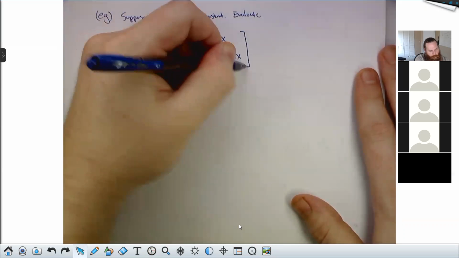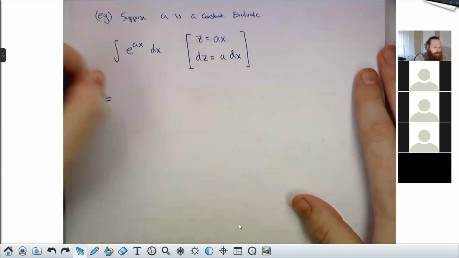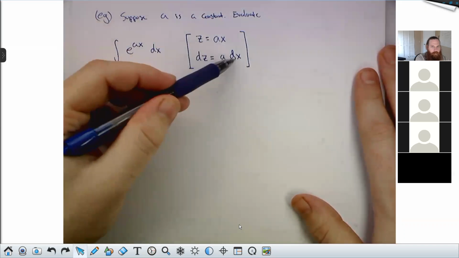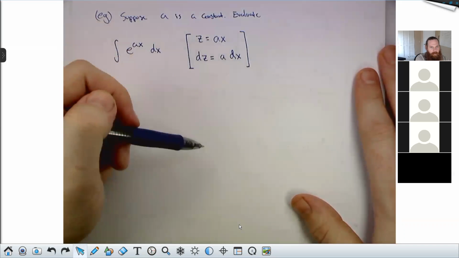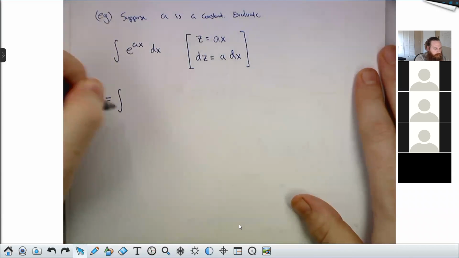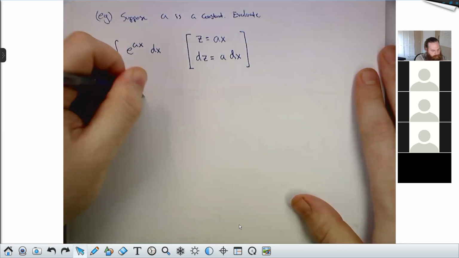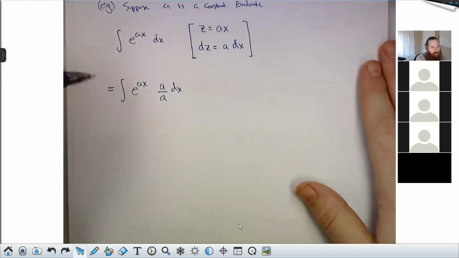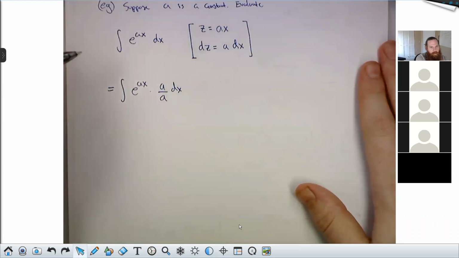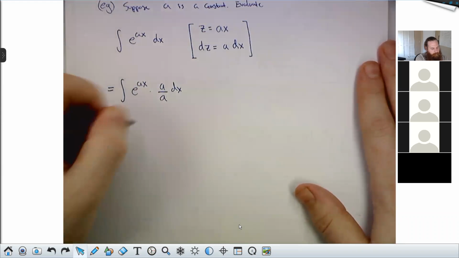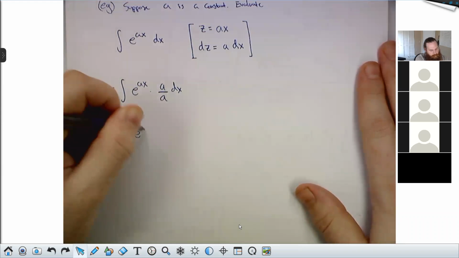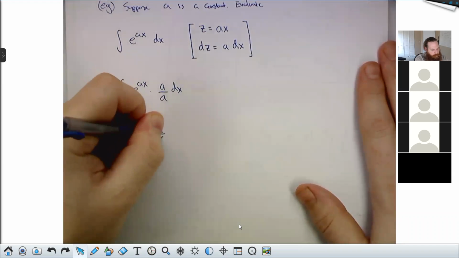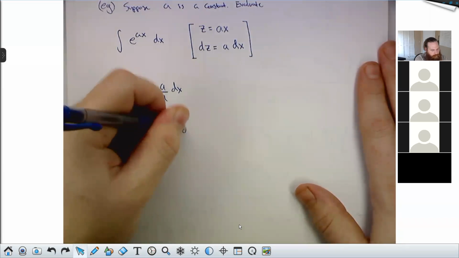Let me show you another way of thinking about this. Like in the last problem, I can solve for dx, right? Divide both sides by a. Another way to do this is within your integral, I could treat this as a over a times dx, right? I'm multiplying by a over a, or multiplying and dividing by a. This is the same as the integral of e to the ax times 1 over a times a dx.